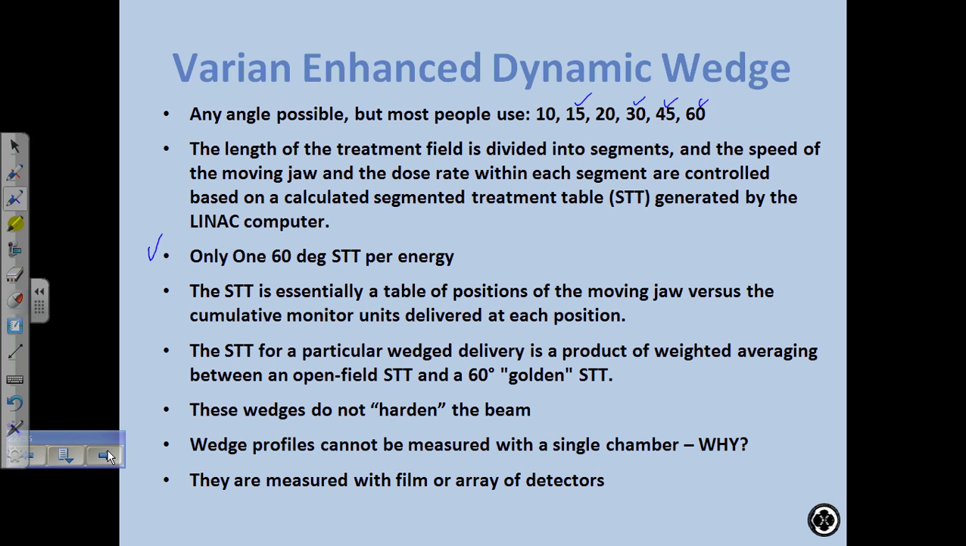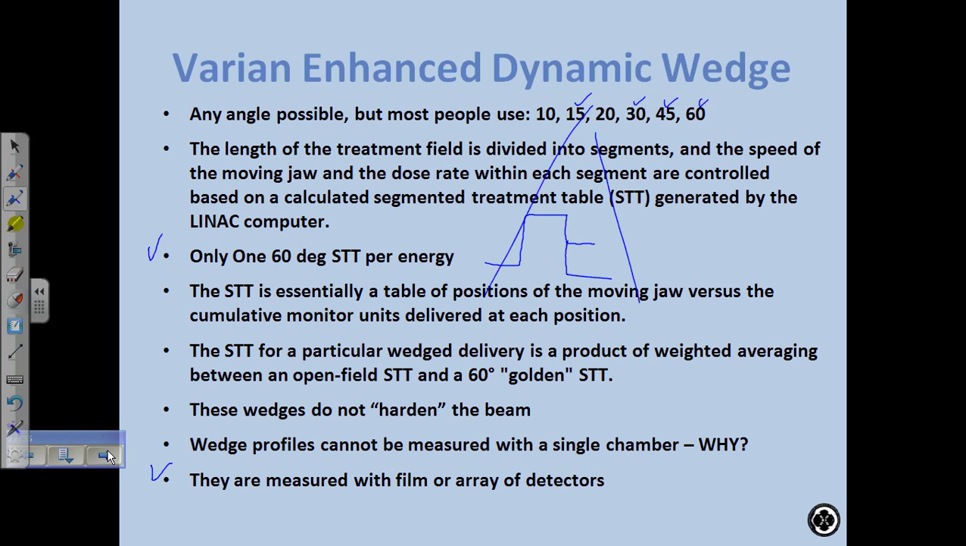What happens is, as the chamber starts moving, say the jaw is here, and the chamber is moving this way, and the jaw is moving this way. The chamber is measuring open field, so that's not a wedge field. It's open. And then when they cross, it's measuring zero. So what's the profile going to look like? This is going to drop to zero. And the beam actually doesn't look like that, so it's not really right. So what do you do?